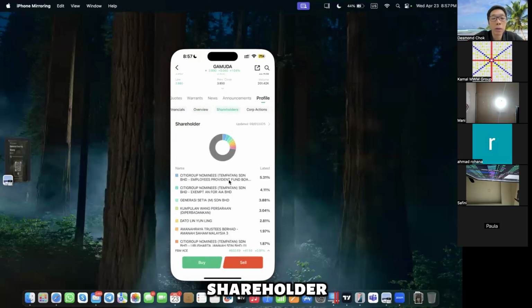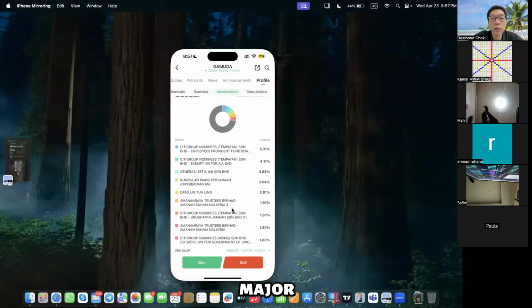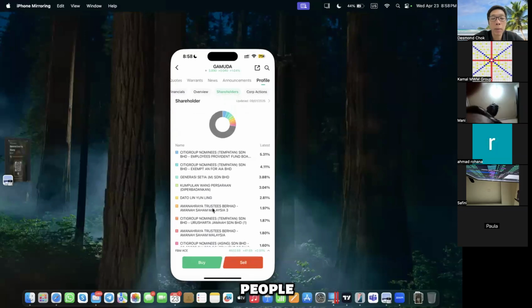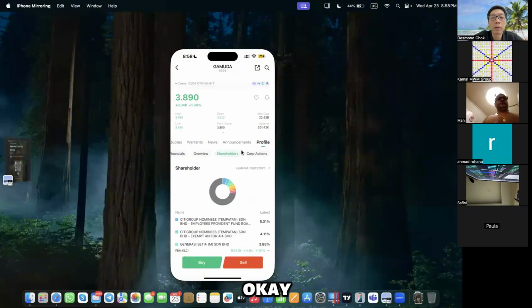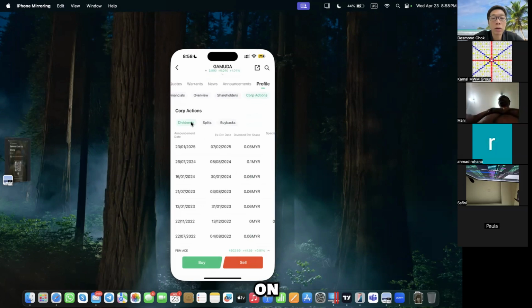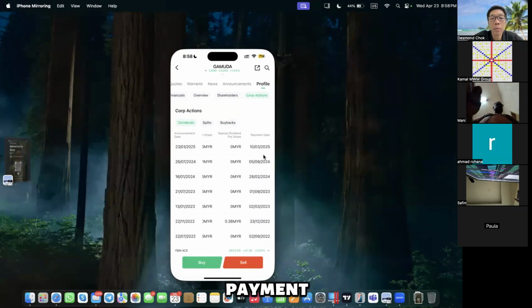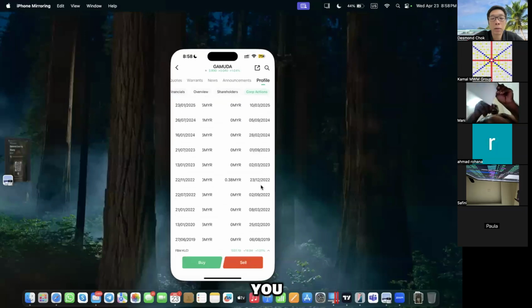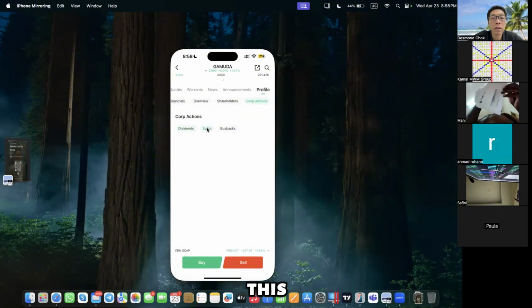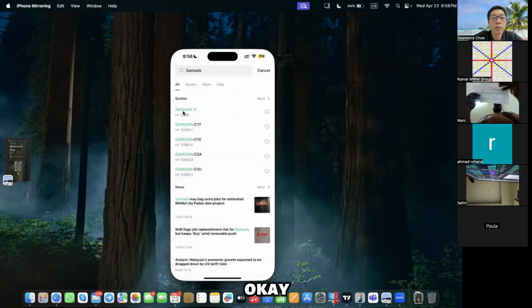So this one shareholder. Here you can see the top 30, the major shareholders holding Gamuda. So all these people have shares inside here. Okay. This one corporation. Normally we will see this when they declare dividends, right? When they announce the dividend, when is the ex date, and the payment date of the dividend. So you can see this one is a corporate action on dividend. This one is a share split, so far don't have. Share buyback, so far don't have. So normally it's a dividend on this part.